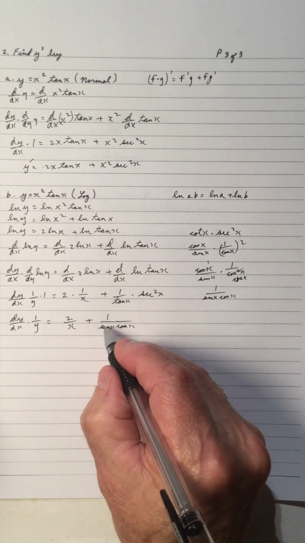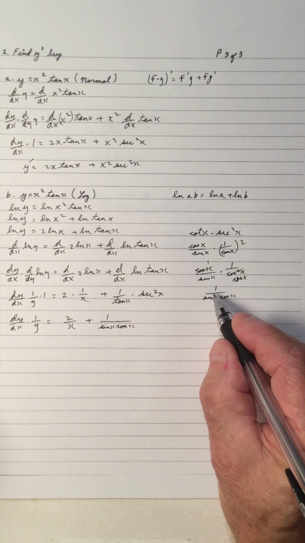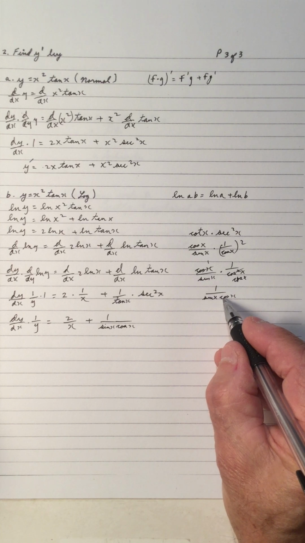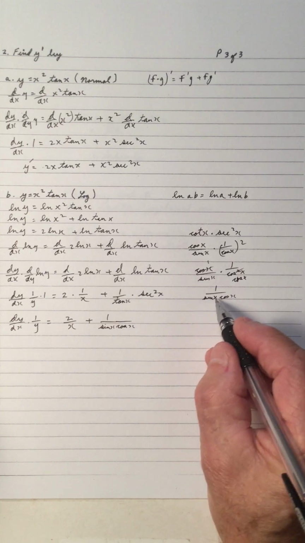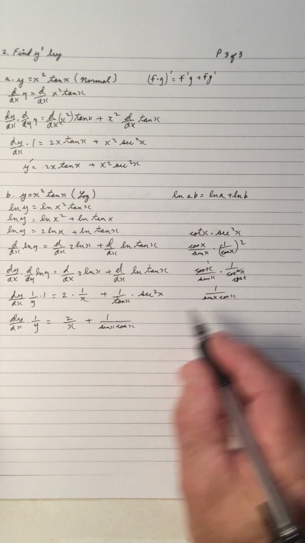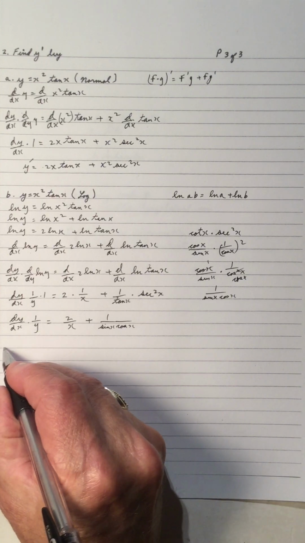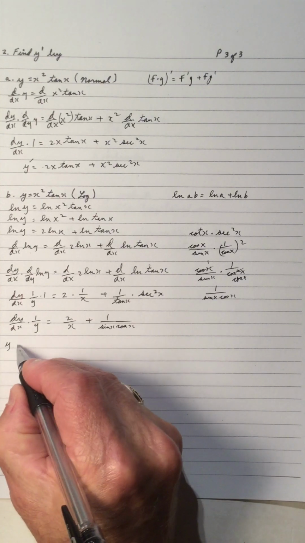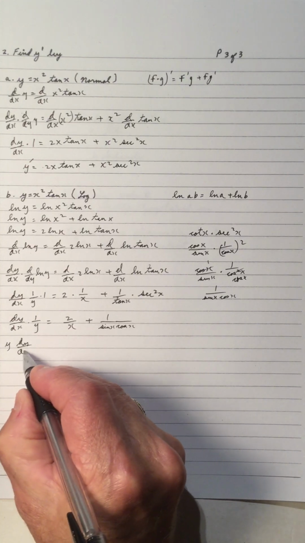Now, I could put this as 1 over sin times 1 over cos, and have cosecant and secant, but I left it in terms of sin and cos because I have the 1 over y here that has to be simplified. So I multiply both sides by y because I got a 1 over y here.